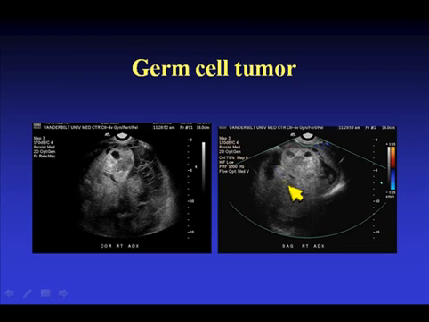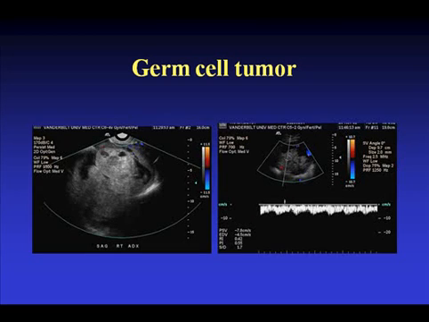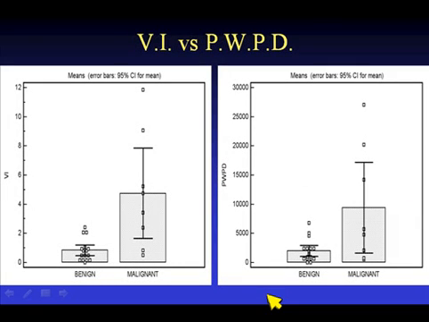Most ovarian cancers are of epithelial origin. Only a few percent are related to germ cells, and this is an example of this. A very complex solid tumor with low impedance type flow. Now one can quantitate the vascular index, and as you can see from these graphs, our experience is that malignancies have greater vascularity, but there is some statistical overlap.